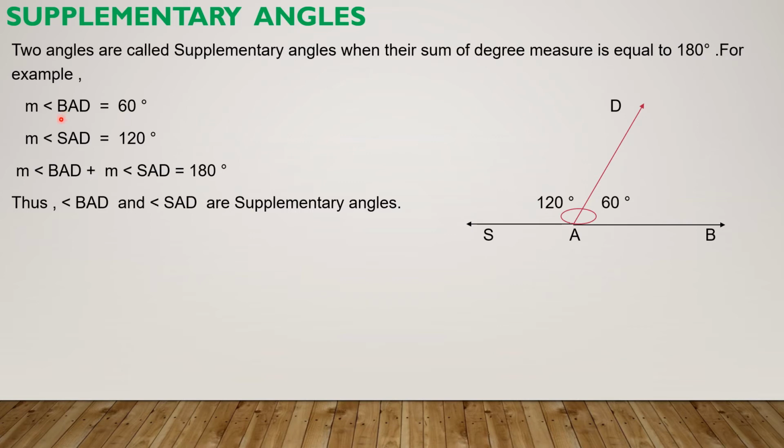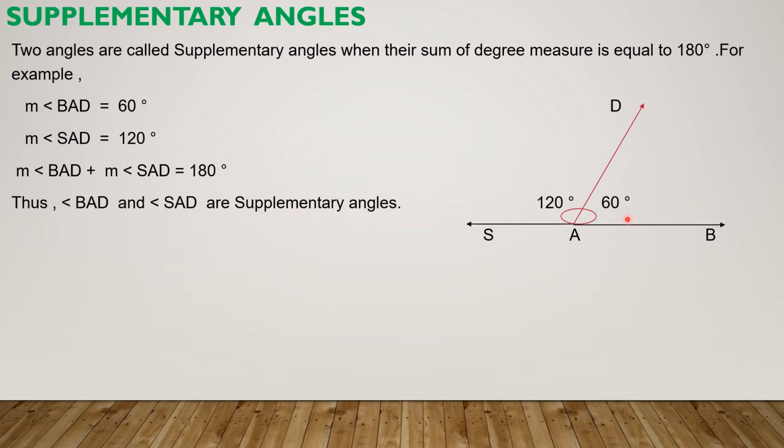For example, angle BAD is 60 degrees while angle SAD is 120 degrees. Take the sum of both the angles. When you add both the angles, you will get 180 degrees, which means they are supplementary angles.